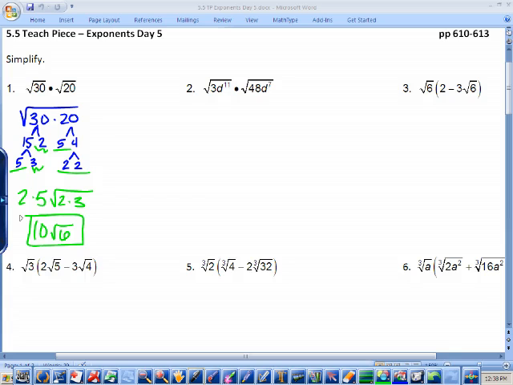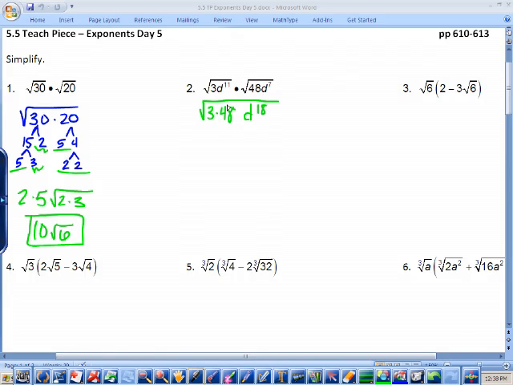Okay. Look at the next one. The square root of 3d to the 11th times the square root of 48d to the 7th. You can go ahead and multiply it out if you want, but I would probably leave it as 3 times the 48. And then d to the 11th times d to the 7th, I would add the exponents. That gives me d to the 18th.